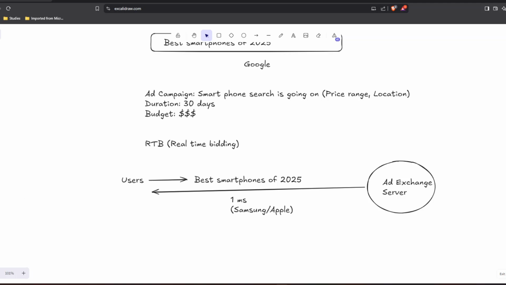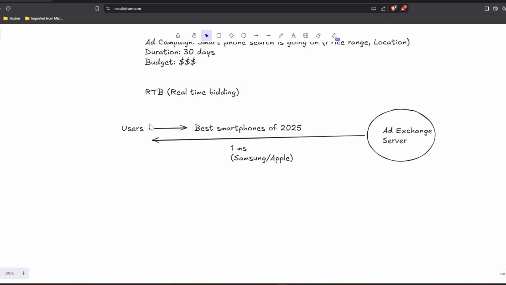Suppose there are two competitors, and Samsung is there in the real time bidding. I will go into more detail of real time bidding, but let's understand this for the time being. Suppose Samsung is bidding that it will give $2.5 per click. For example, if you show my ad and the user clicks, I will give you $2.5. At the same time, Apple says, okay, I'm going to give you $3.0 per click. So definitely Apple will win this bid.